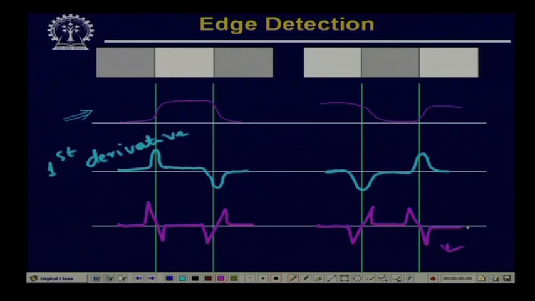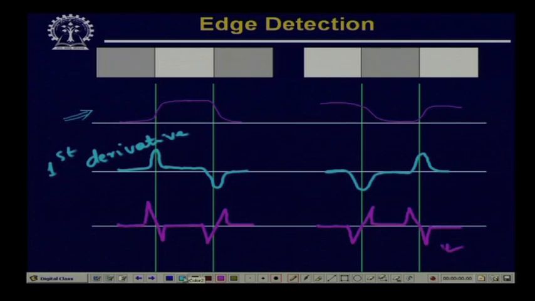That is, we can use the sign of the second derivative to determine whether a point is lying on the darker side of the edge or on the brighter side of the edge. And not only that, here you find that there are some zero crossings in the second derivative, and this zero crossing information can be used to exactly identify the location of an edge whenever there is a gradual transition of the intensity from dark to bright or from bright to dark.